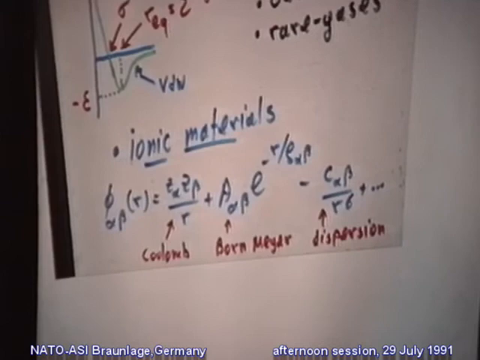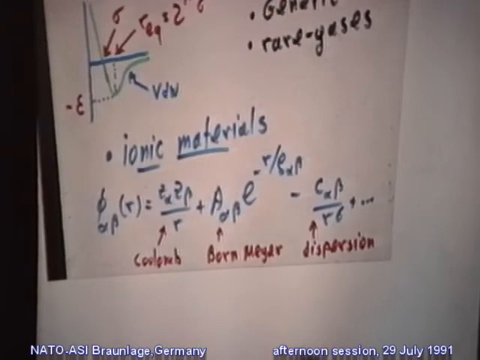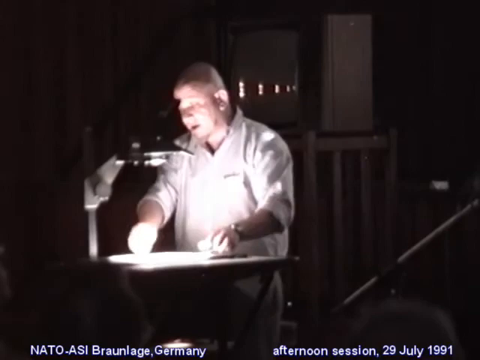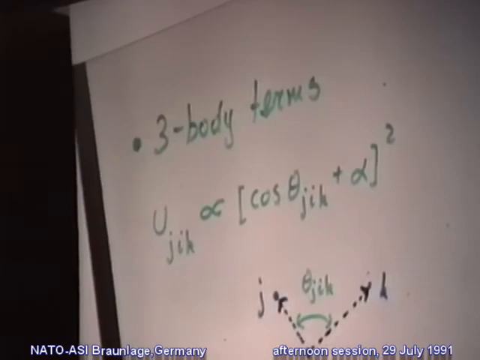Now, ionic materials, you have other potentials. You have Coulomb contributions, charges, you have Born-Mayer repulsion when electron clouds start to overlap, you have dispersion, and the like. Now, for the purpose of my talk today, I will not talk about three-body terms here. This will be next week. This is about covalency, things that have angle dependence to them, hybridization of electron orbitals.